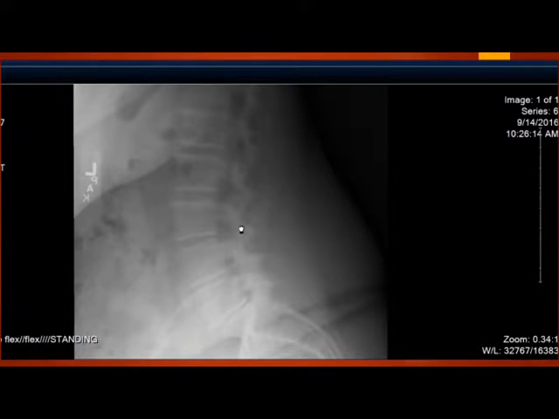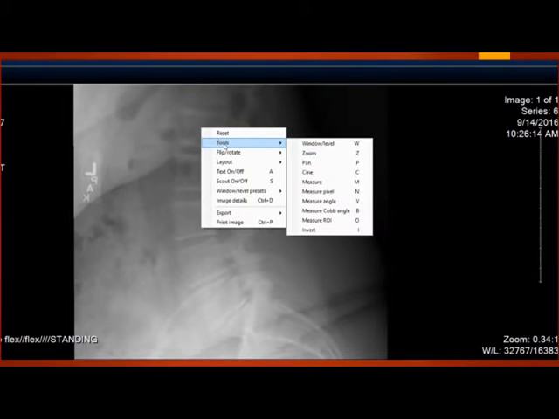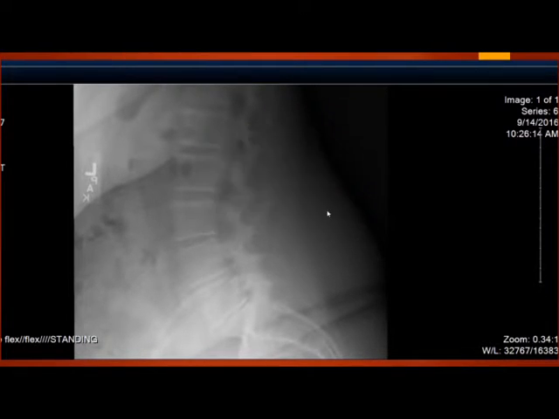Okay, so let's begin. To do the analysis of motion segment integrity of the lumbar spine, we begin at the superior end plate of L1, which is right here. This is 1, 2, 3, 4, and L5. So we're going to begin up here at the superior end plate, and we're going to use our measuring tool to measure the Cobb angle.